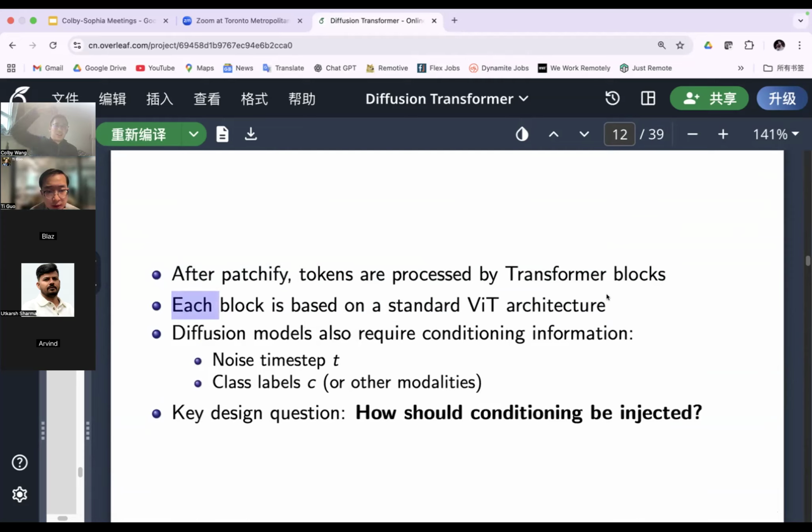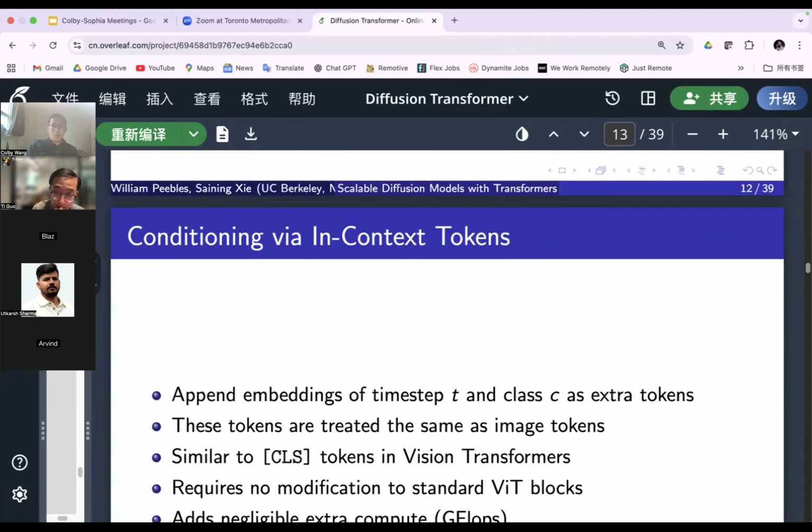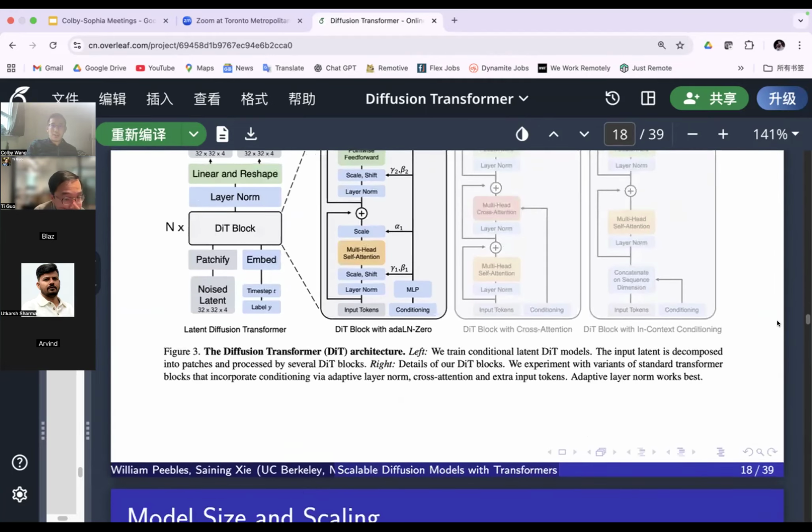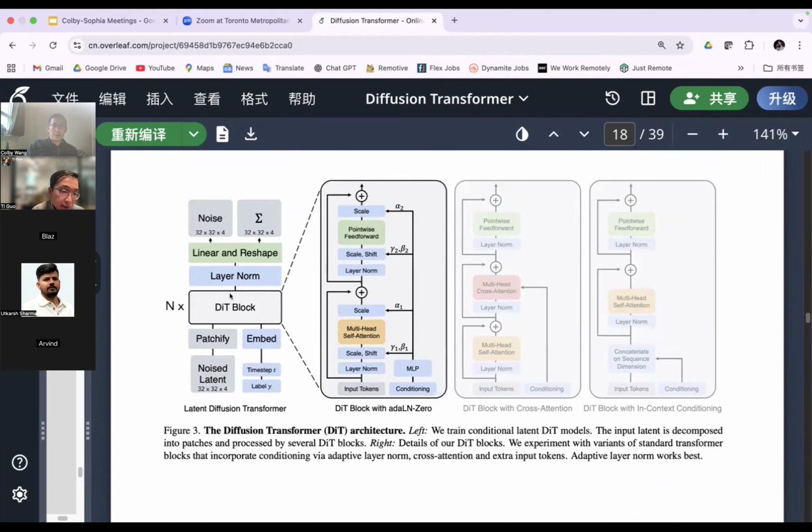Typically, for diffusion models, we also need time steps, like 900 or maybe 100, and some class labels C, or maybe some text. The question is how do we inject these two things into our neural network? There are a bunch of ways to do this, but we can look at the diagram first. This is the diffusion transformer. The DiT block is the rectangle representing it.